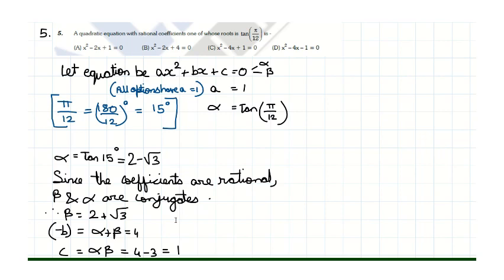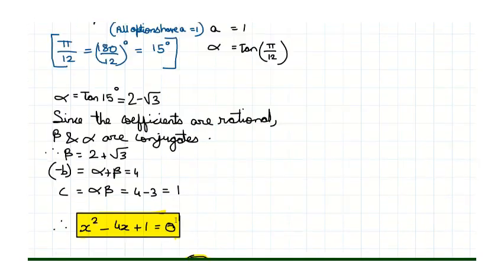We can notice that in all the options given in the question, the value for a is 1. That is, the coefficient of x² is 1. Thus, minus b is alpha plus beta, which is 4, and c is alpha beta, that is 4 minus 3 equal to 1. Thus, the equation is x² - 4x + 1 = 0. That gives us option C as the answer.